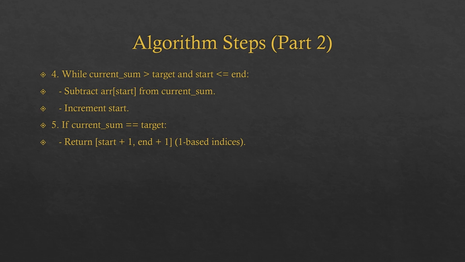Next, we check if the current sum exceeds the target. If it does, we move the start pointer to the right and subtract elements from current sum until it's less than or equal to the target. This process helps in shrinking the window when the sum becomes too large.